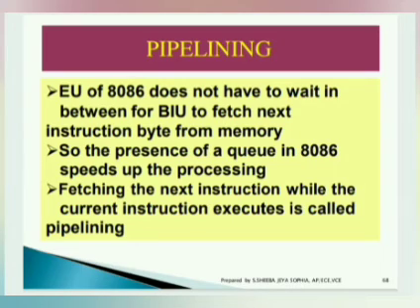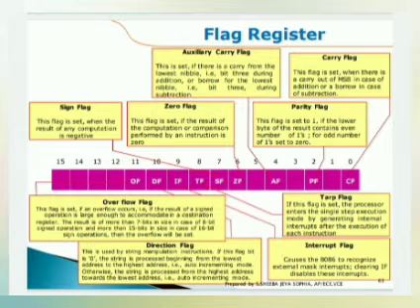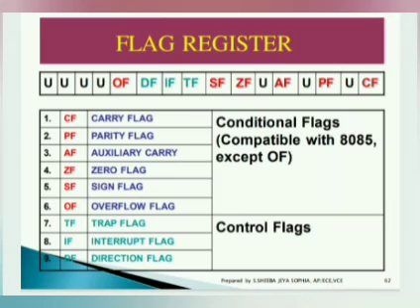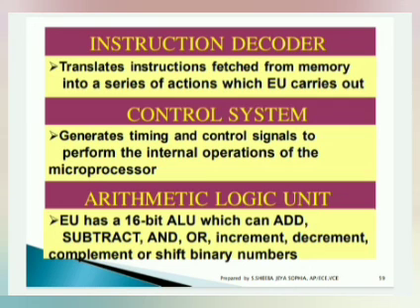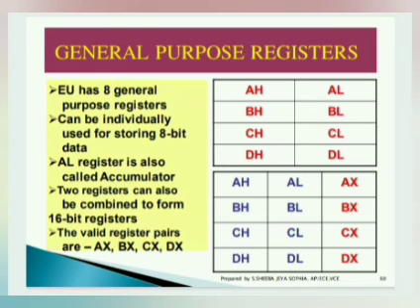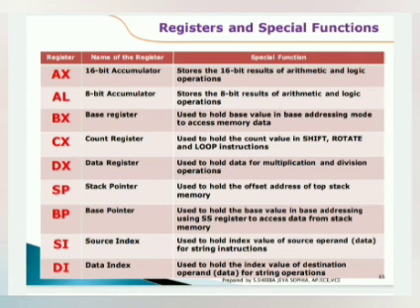You can see the instruction queue, which is used to queue the data you are giving as input. Also, many flag registers are available here. The arithmetic logic unit performs the ALU operations, the control system handles overall control, and the instruction decoder decodes the instruction. There are also general purpose registers like AH, AL, BH, BL, CH, CL and DH, DL. You can combine these as AX, BX, CX and DX to perform 16-bit operations. So these are all about the architecture of the 8086 microprocessor.